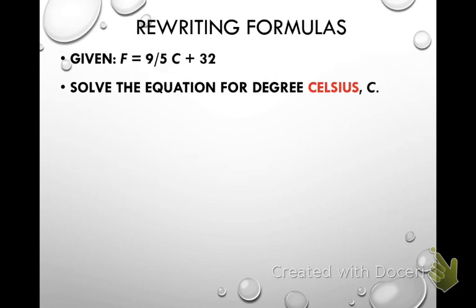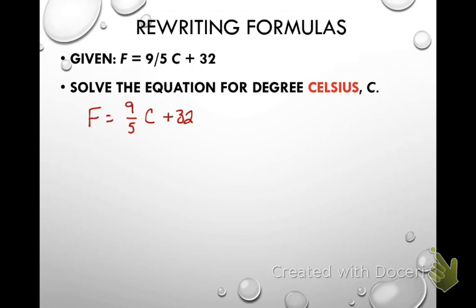We have the formula from degrees Fahrenheit to Celsius. You may have seen this in a science class. So it says solve the equation for degrees Celsius. So we're trying to get Celsius by itself, or C by itself. So if I have F is equal to 9/5 C plus 32. Again, it's completely up to you. There can be a few different ways that you can rewrite this.